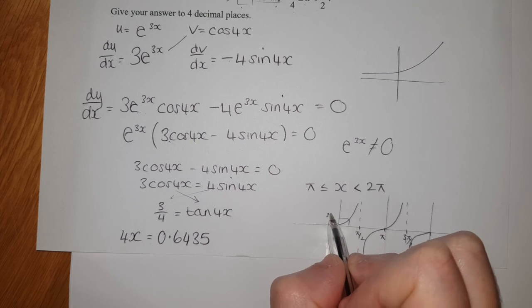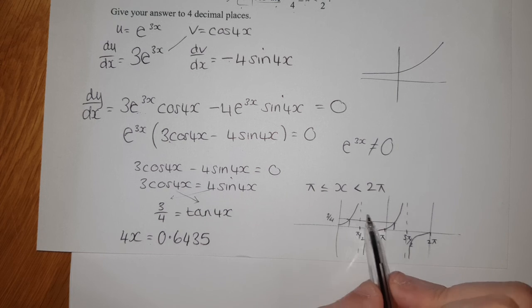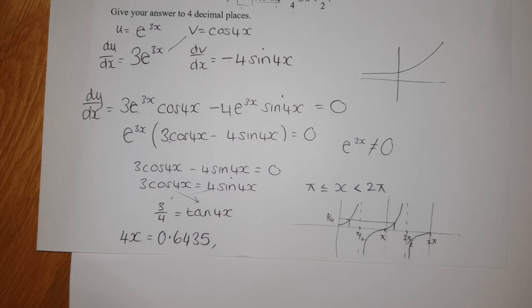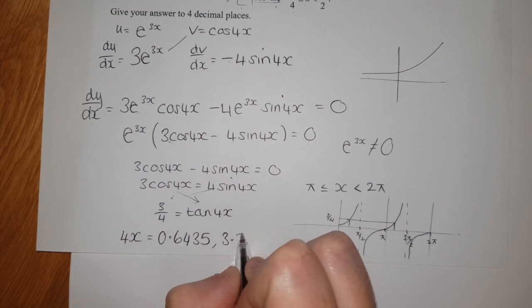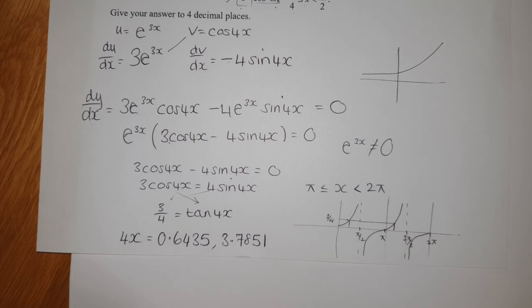Okay, bearing in mind that that's 3/4. So you get your result is there, and since it repeats every pi, if I just add pi to that, I get 3.7851 to 4 decimal places. And just remember, you've got that result there, which does fall within your region. There's no other results in your region, but you do need to divide it by 4. So in our case, x is just going to equal that one divided by 4.